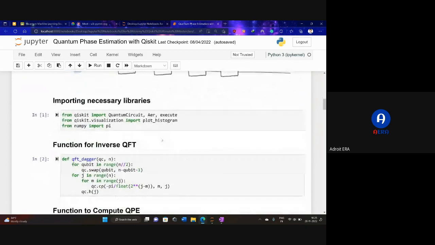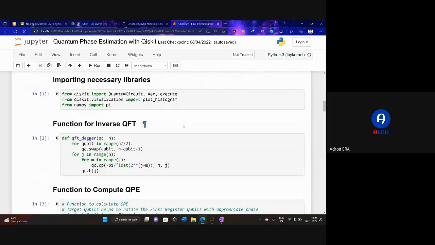Now again, we import the necessary libraries. We create the function of inverse quantum Fourier transform. So this function comes from last week, where first you apply the swap gates and then you apply the control phasing gates and then lastly Hadamard gates. So basically, inverse QFT is the opposite circuit, basically the adjoint circuit or the inverse circuit of the quantum Fourier transform, right?